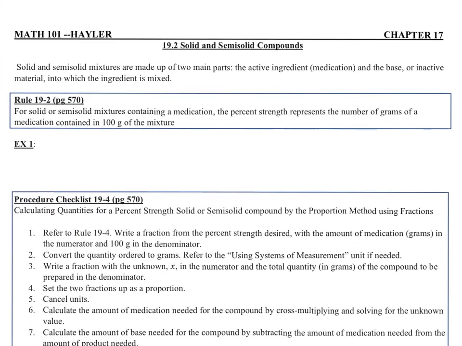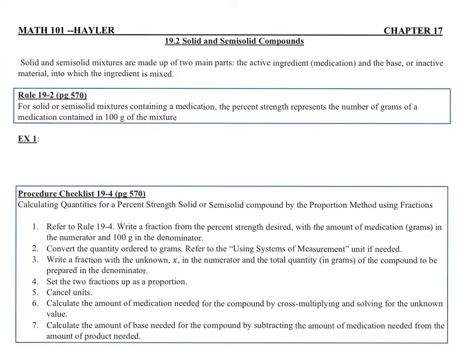Okay, so that was it for 19.1. Let's go ahead and move on to 19.2, solid and semi-solid compounds. Solid and semi-solid mixtures are made up of two main parts, the active ingredient, or the medication, and the base, or the inactive material, into which we have our ingredient measured. So for rule 19.2, for solid or semi-solid, this is actually supposed to be rule 19.4, sorry, please go ahead and edit that. For solid or semi-solid mixtures containing a medication, the percent strength represents the number of grams of a medication contained in 100 grams of the mixture.